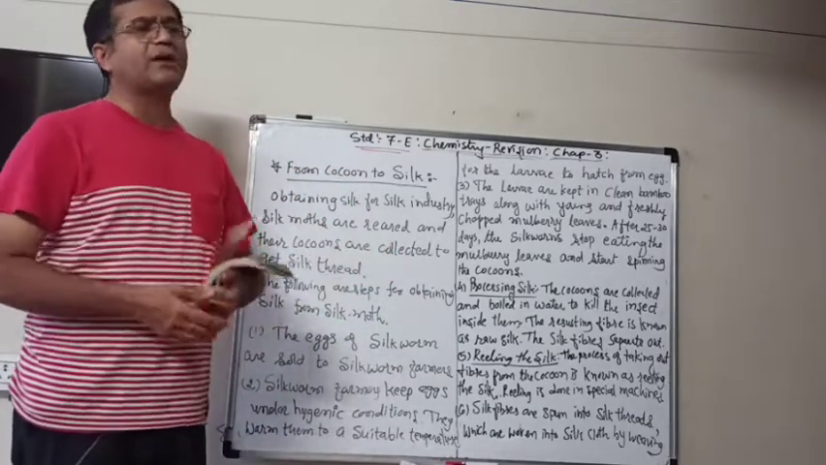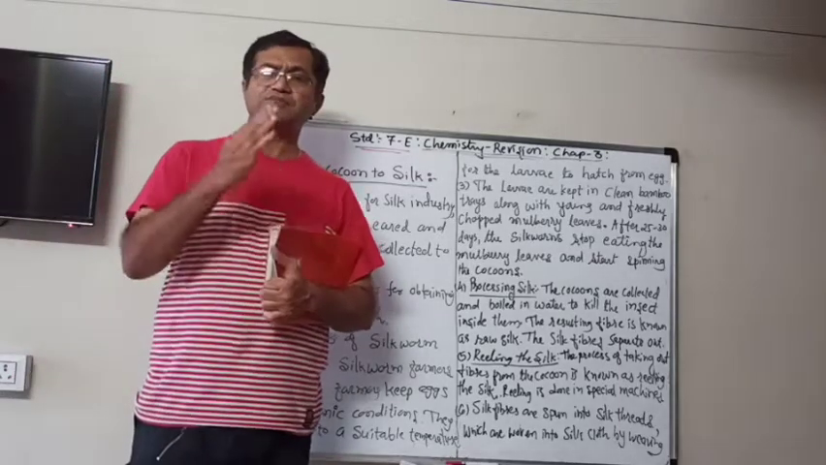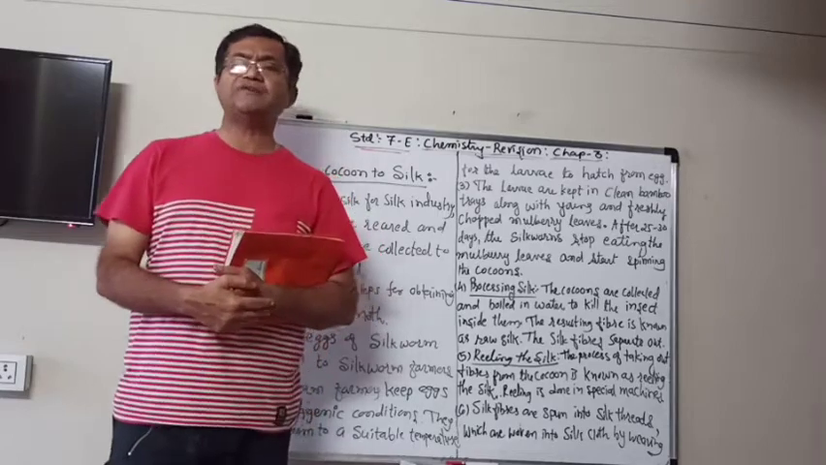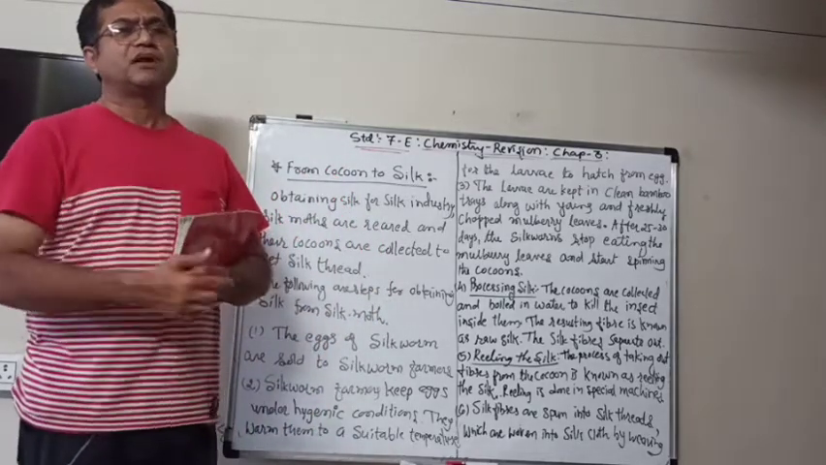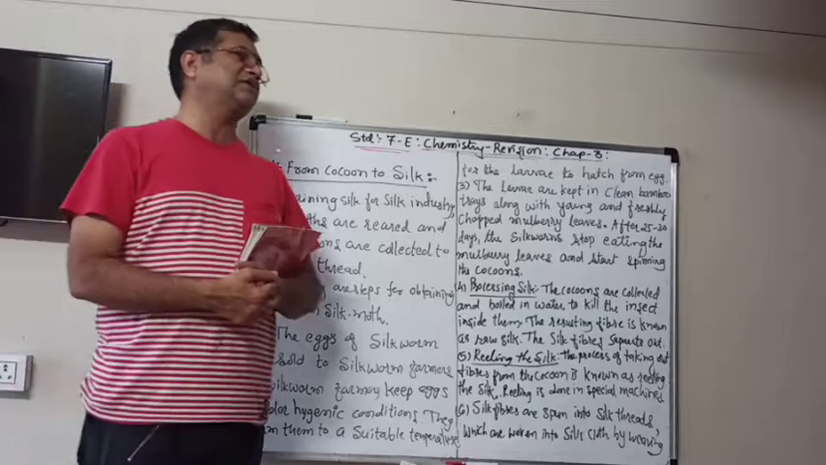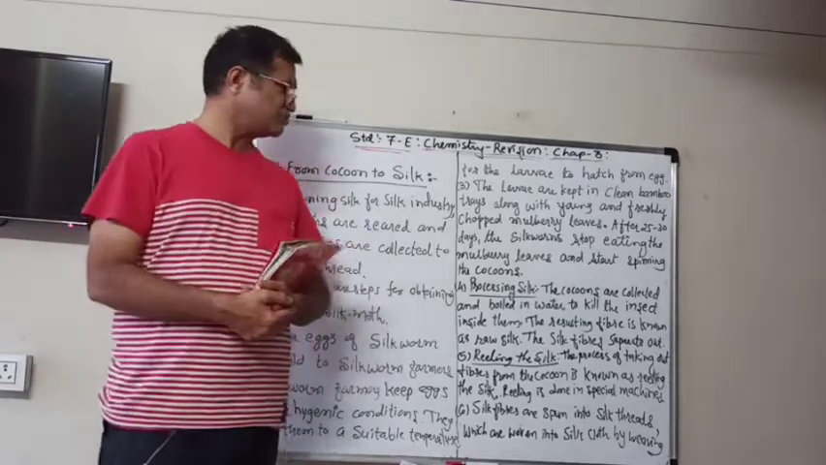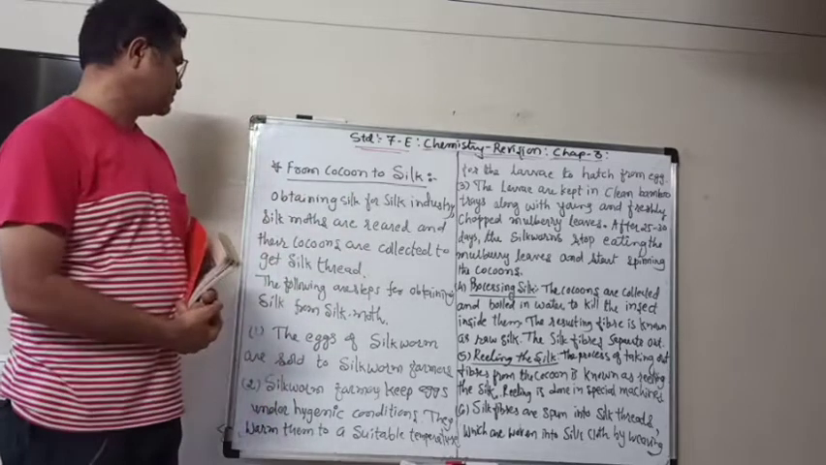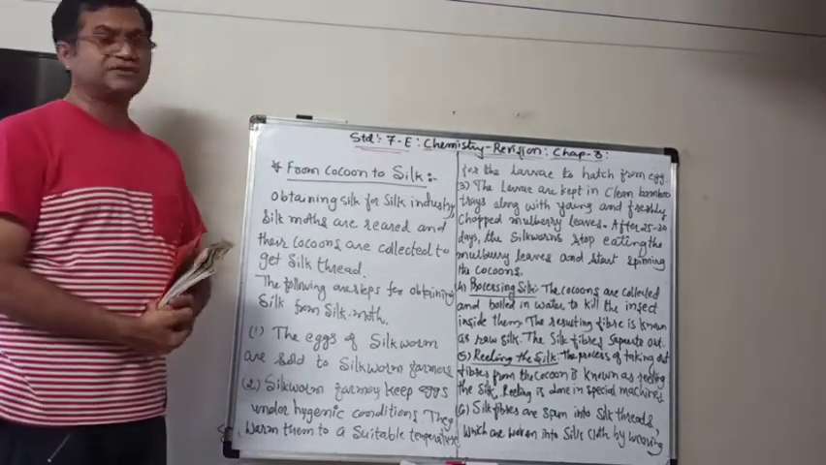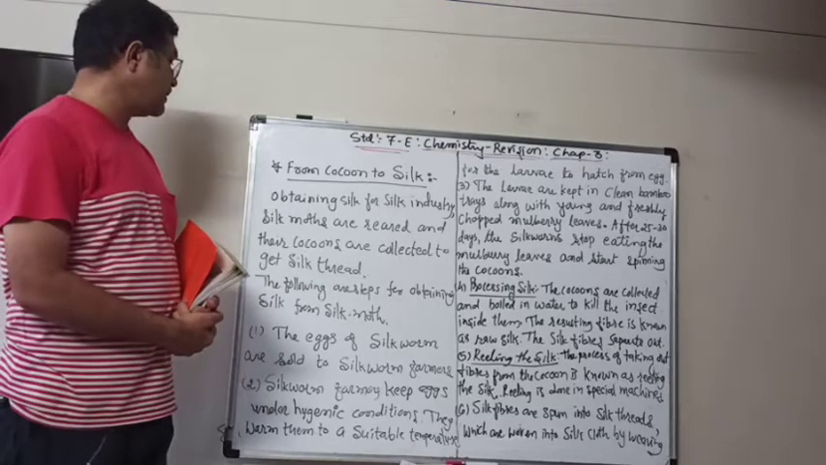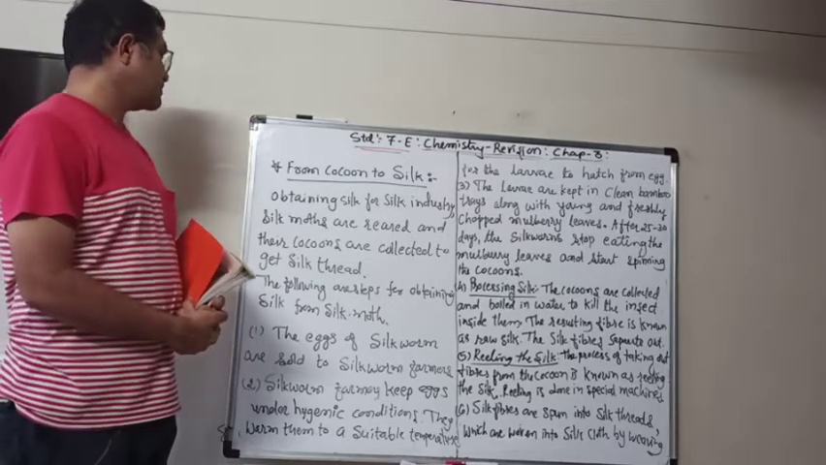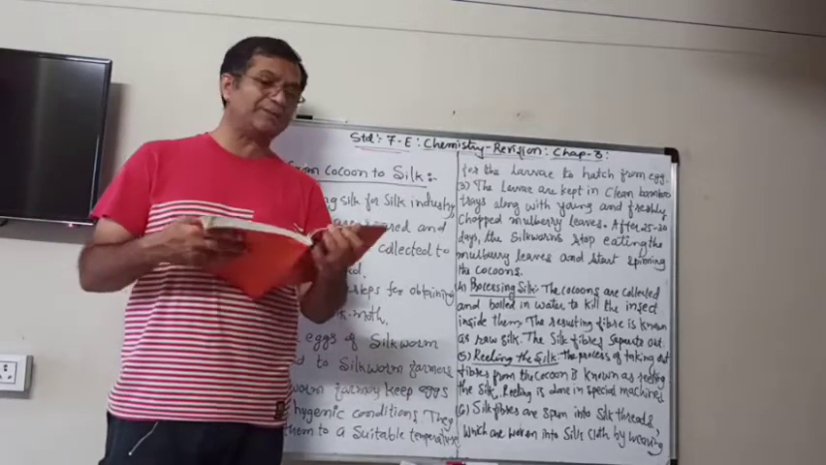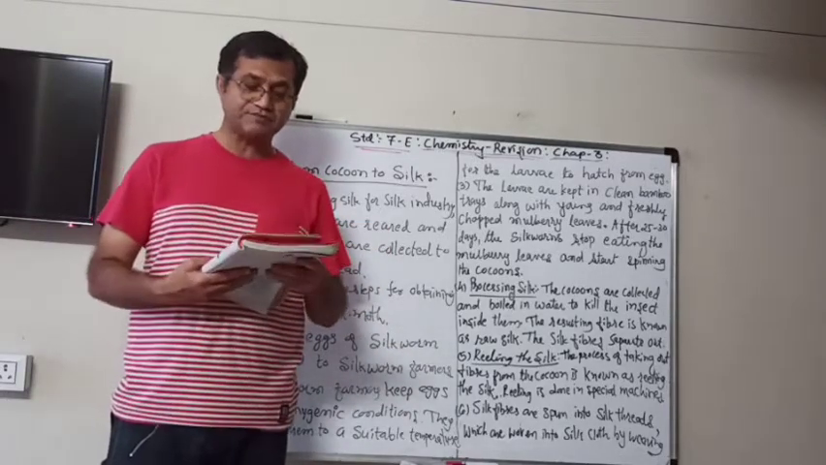We already understand about the life history, that from the eggs, the larva, then pupa, and finally pupa are converting into the adult moth. Now, for obtaining silk for the silk industry, silk moths are reared and their cocoons are collected to get silk thread. It means the first step is rearing the silkworms.